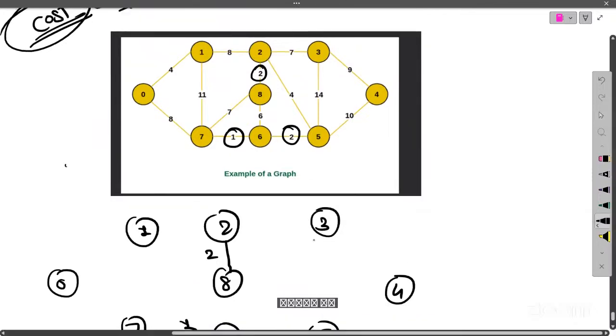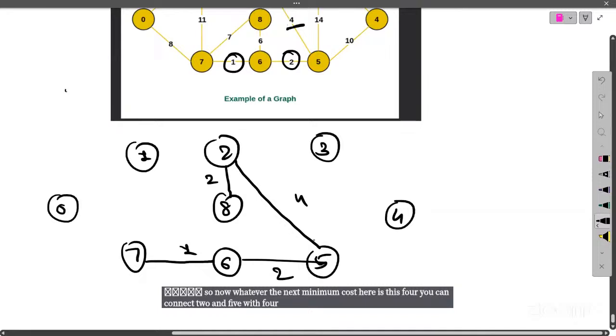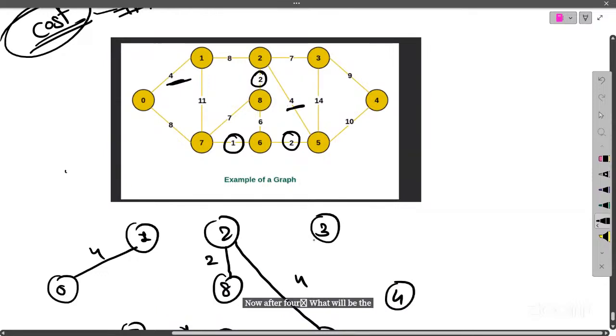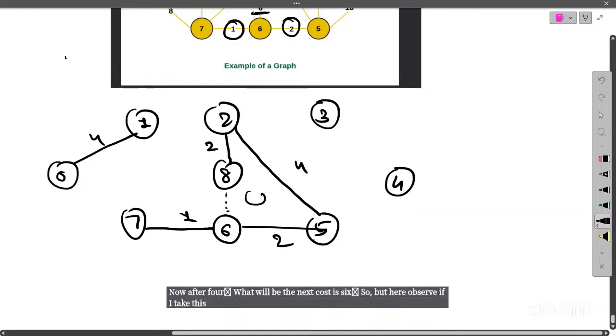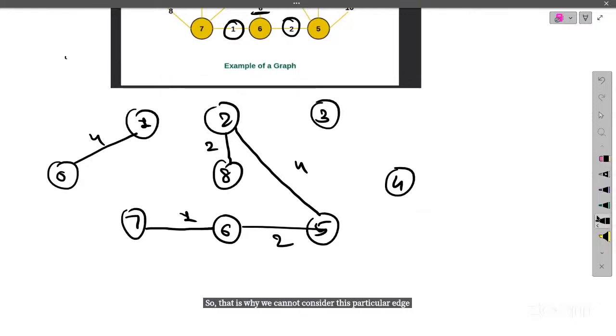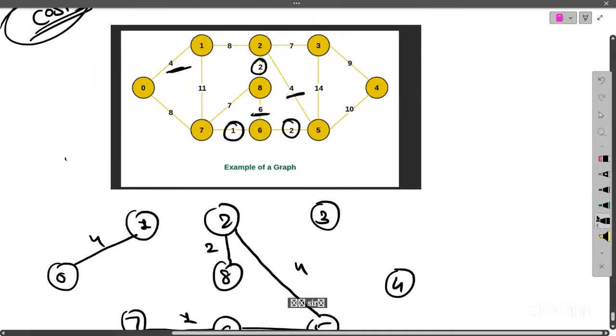Now the next minimum cost here is 4. We can connect 2 and 5 with 4, and connect 0 and 1 with 4. After 4, the next cost is 6. But observe, if I take this edge, I'll create a cycle in my tree. So we cannot consider this particular edge. Now this 6 is gone.